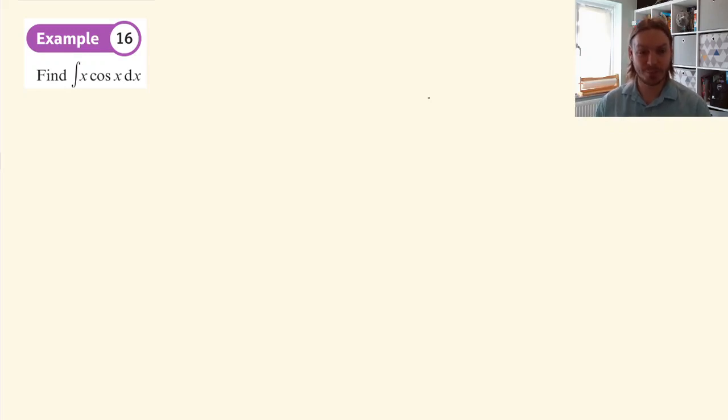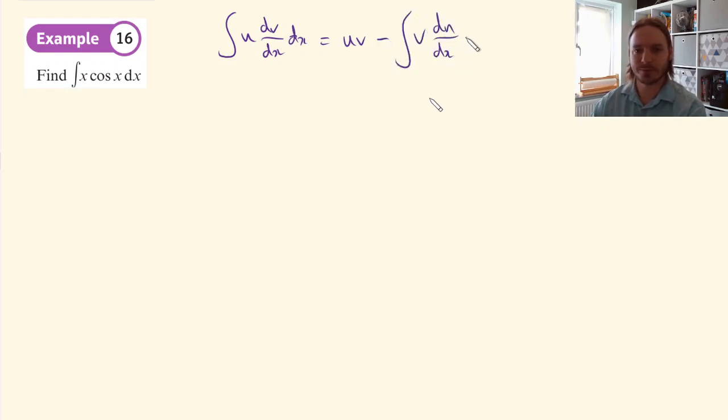Okay, so this is our first proper example of using integration by parts. Because it's the first example, I'm just going to remind us of the rule, which was the integral of u dv by dx is equal to uv minus the integral of v du by dx. And what we've got is a u and a dv by dx in our original.